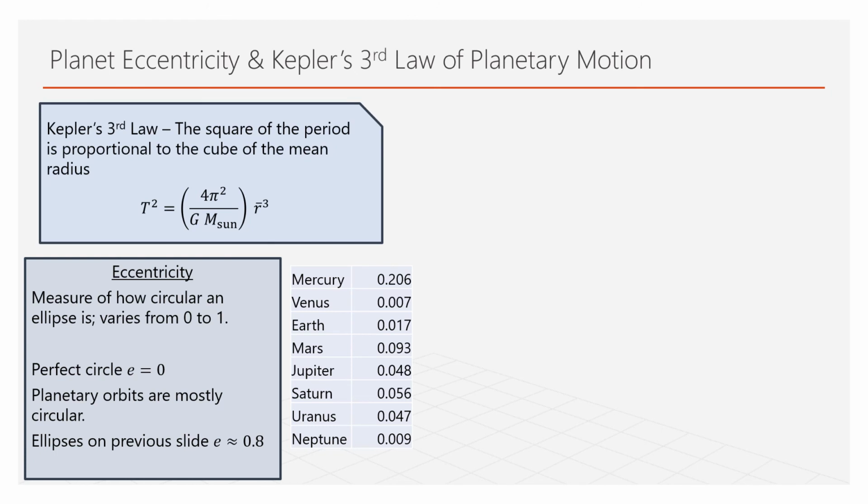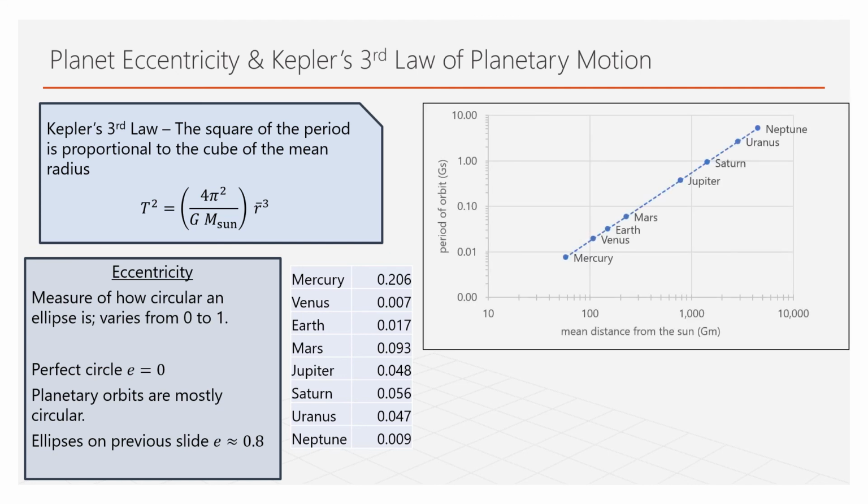Kepler's third law of planetary motion says that the square of the period of orbit is proportional to the cube of the mean radius. Or in other words, T squared is proportional to r cubed, where the proportionality constant depends on the mass of the sun. Here is the data of the period plotted against the mean distance from the sun for the various planets in our solar system, plotted on a log-log plot.